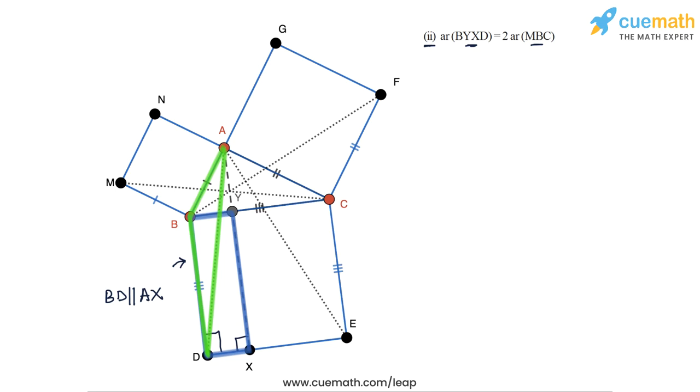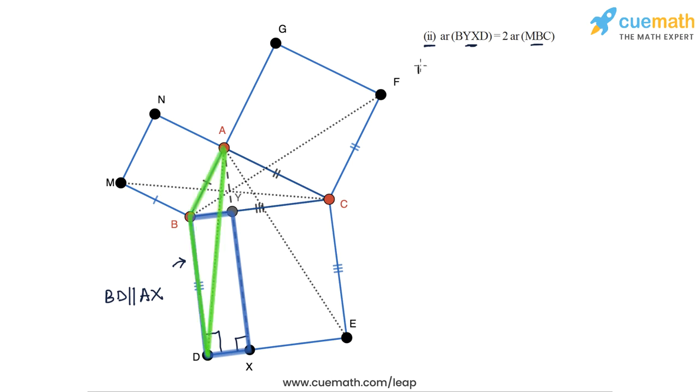So the rectangle's area will be twice the triangle's area. And we also saw in the previous part that triangle ABD is congruent to triangle MBC, so these two will have the same area. And from here it follows that the rectangle BYXD's area is twice the triangle MBC's area. So this is the logic that we will use. In the first step we will compare the areas of the rectangle BYXD and triangle ABD.